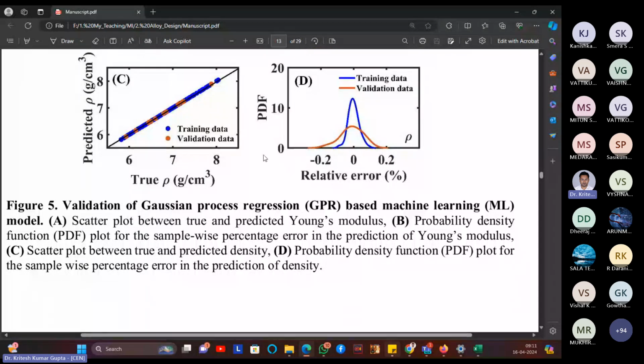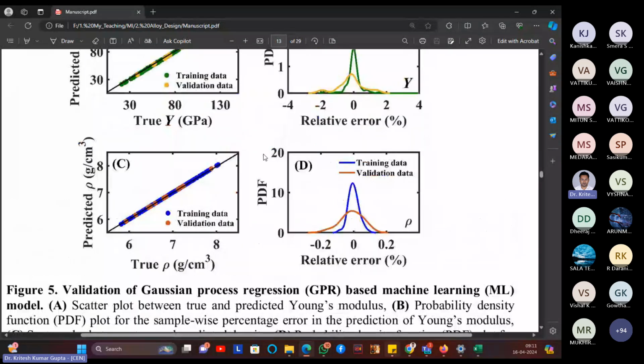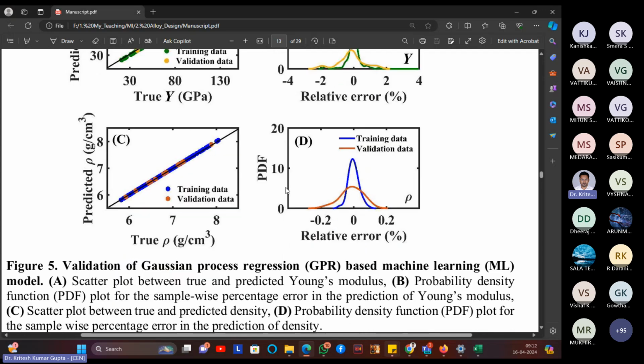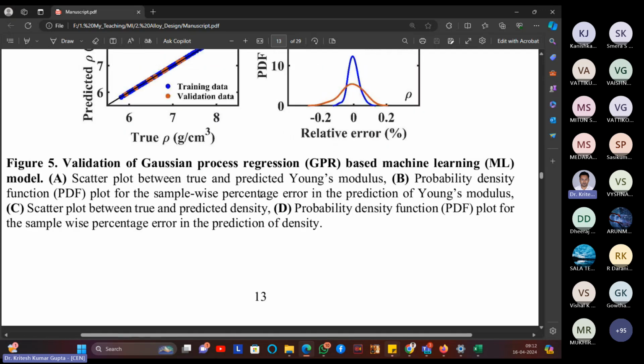Once the machine learning model is constructed, this validation data we have not used while training the model. With the help of this validation data, we can observe that there is sufficient accuracy. We can get high fidelity predictions out of this model. Now that that is established, we can use this model for further investigation.